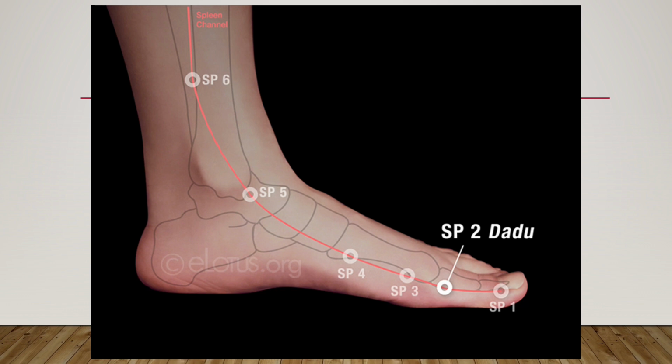For example, one might choose spleen 2, the fire point on an earth channel, to tonify the spleen, and spleen 5, the metal point on the earth channel, to drain spleen excess.